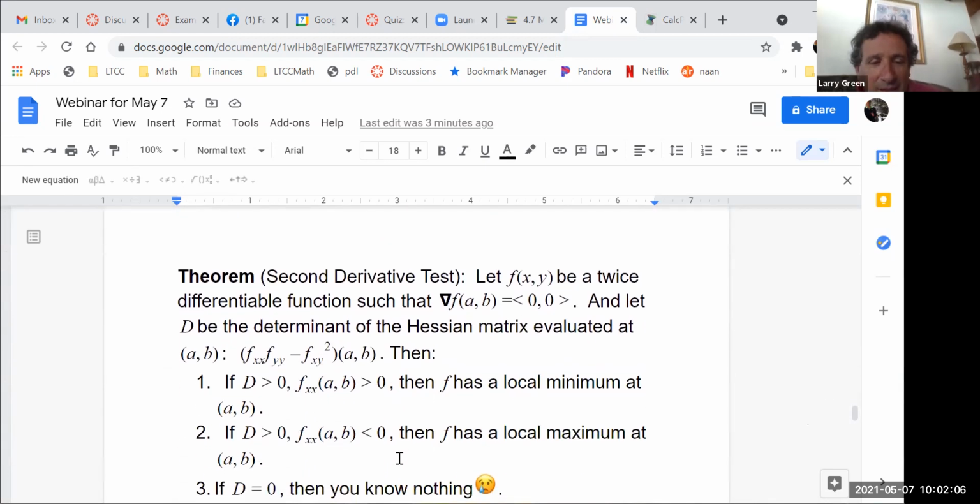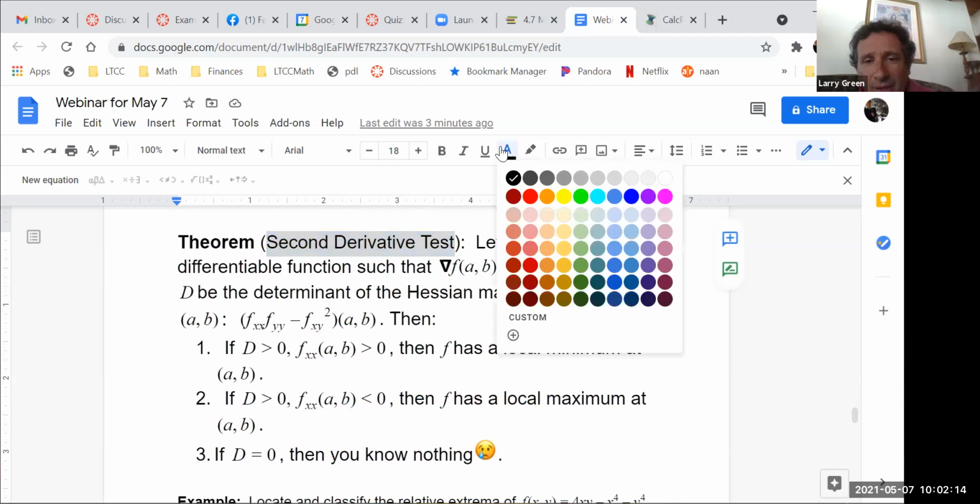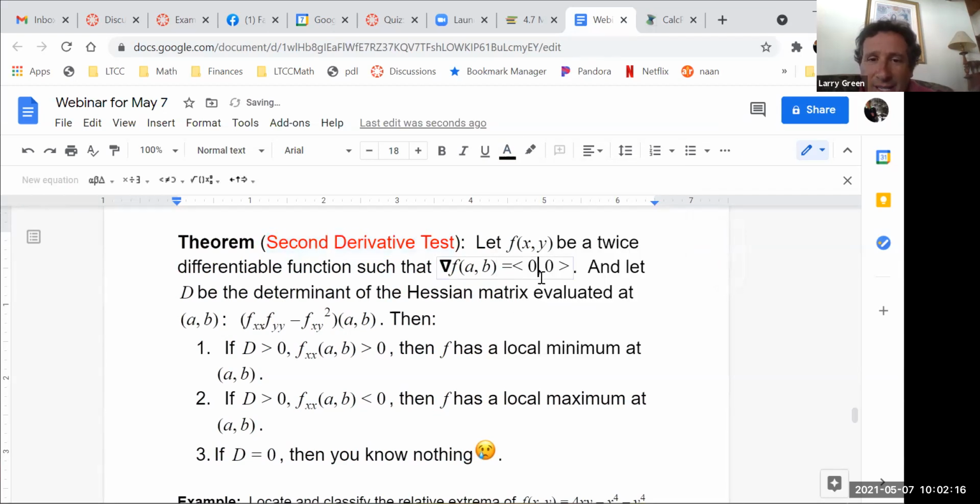Okay, so here comes the big second derivative test. Let me put that in red. Do you remember the second derivative test in first quarter calculus? Took a second derivative. If the second derivative was positive and the first derivative was 0, what did you say about the function? Yeah, it's a min. And if the second derivative is negative and the first derivative is 0, it's a max. So we're going to have the second derivative test, but now the second derivative has to do with this Hessian.